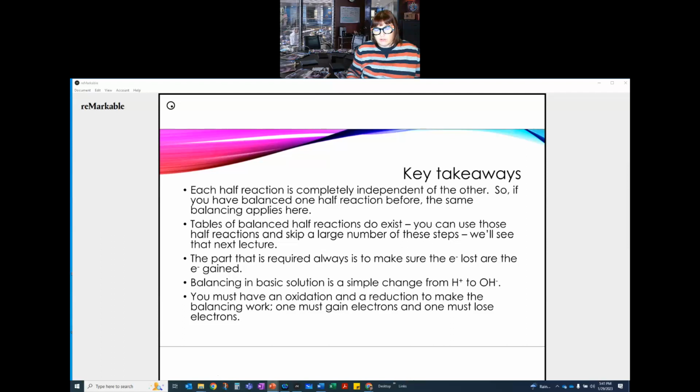Okay, examples of that. The part that's always required is to make sure that the electrons lost or the electrons gained are accounted for. Balancing in a basic solution is a simple change from H plus to OH minus by adding the same number of OH minuses to both sides. And you must have an oxidation and a reduction to make the balancing work. One must gain electrons and one must lose electrons. So if you're working your process and you end up with all the electrons on one side, there's a mistake somewhere. I can't tell you how many times that's how I find a mistake that I've made. So those are my takeaways.